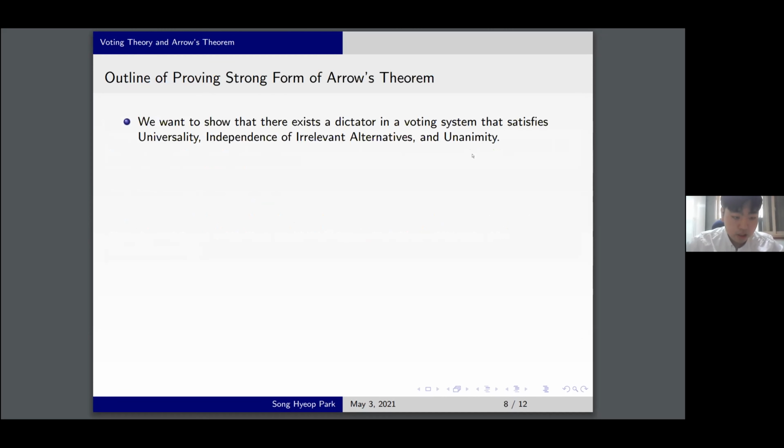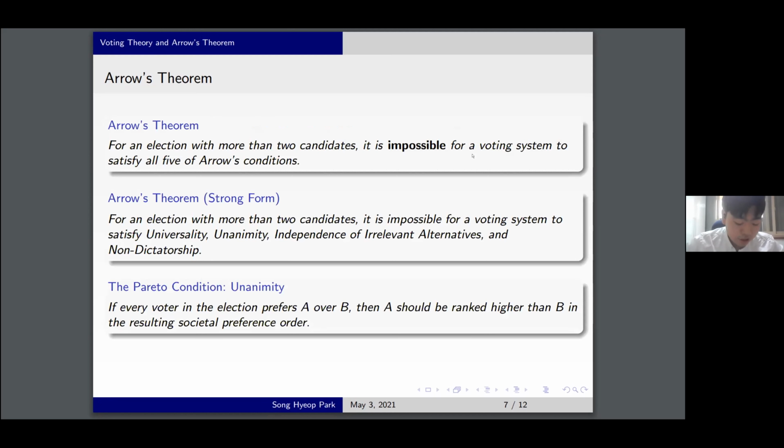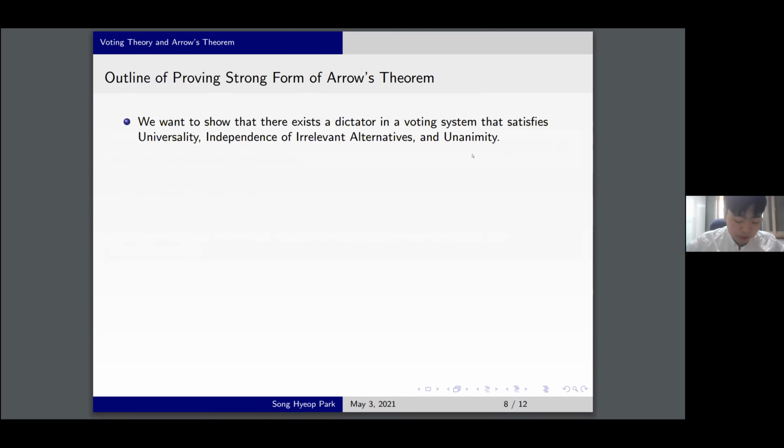And our new condition, unanimity, is: if every voter in the election prefers A over B, A should be ranked higher than B in the resulting societal preference order. We prove this by showing that you can always find a dictator in a voting system that satisfies universality, independence of irrelevant alternatives, and unanimity.